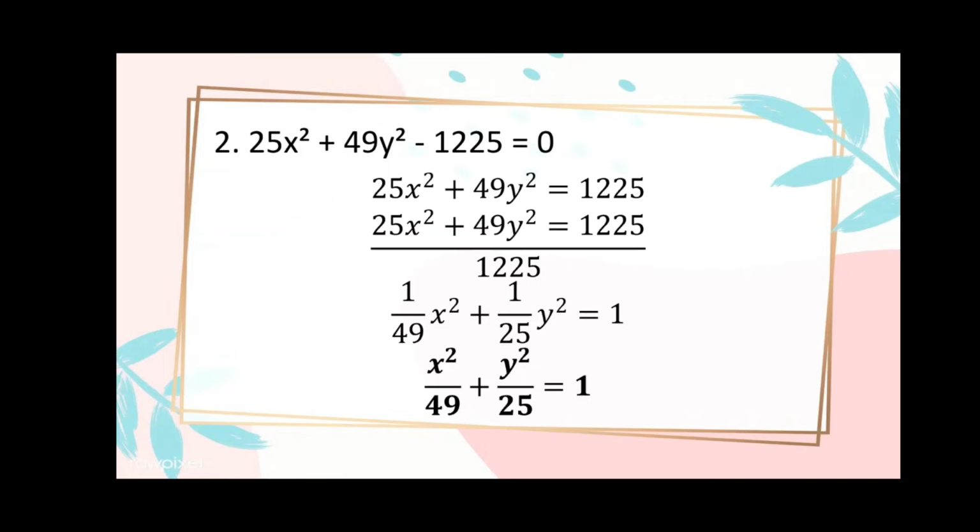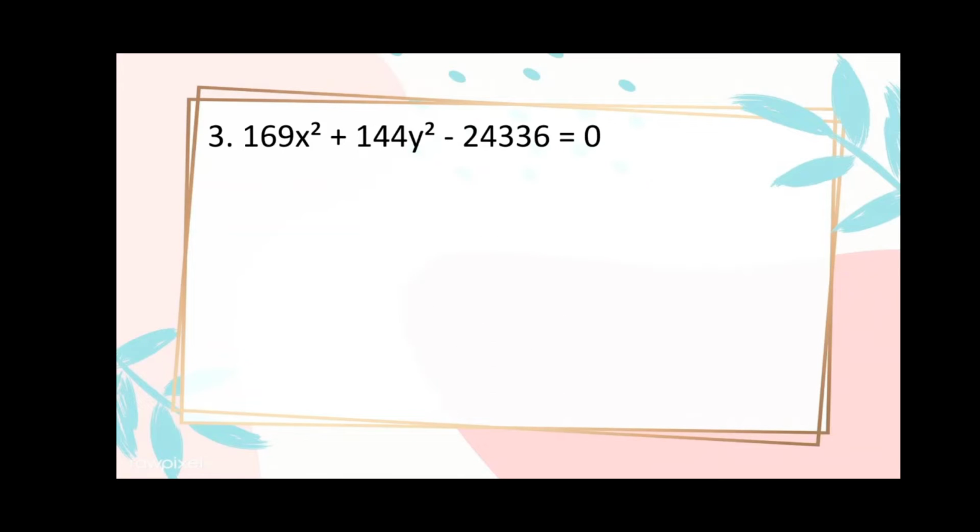So all over 1225. So when we simplify, we have now x squared over 49 plus y squared over 25 is equal to 1. Same steps that we did for number 1. Let us now move on to example number 3.